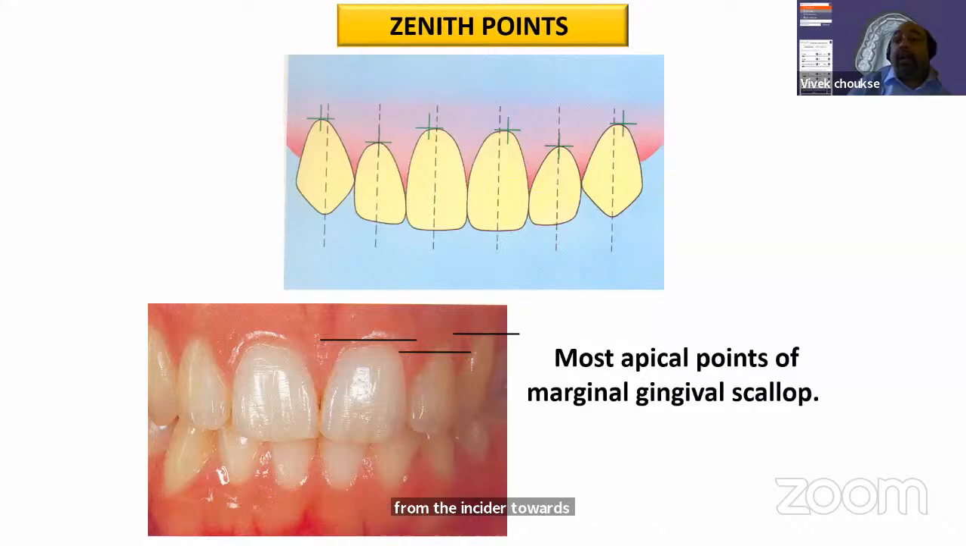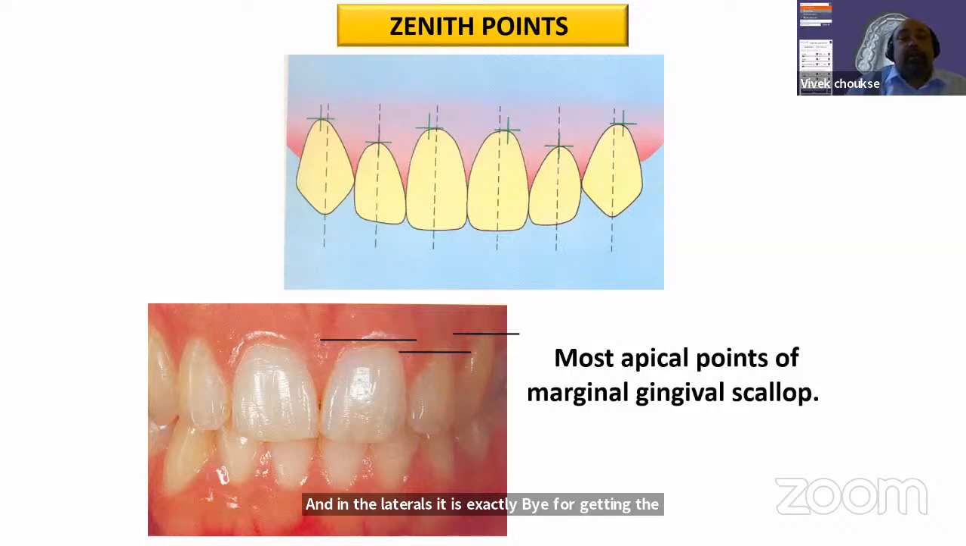As we can see, the zenith points are the most apical points of the marginal gingival scallops. In the central incisor, it is slightly distal to the midline. In the laterals, it exactly bisects the tooth. And in the canines, again, they are slightly distal to the midline of the tooth.